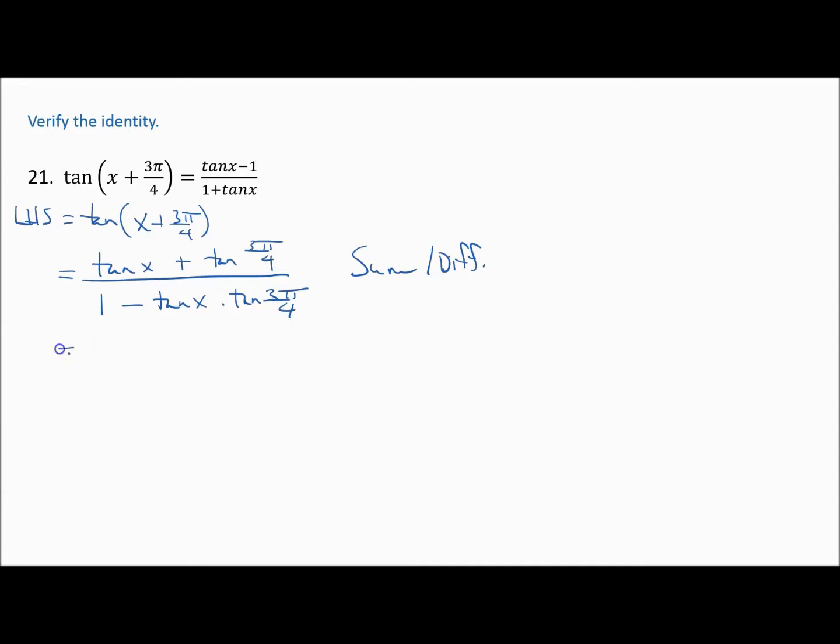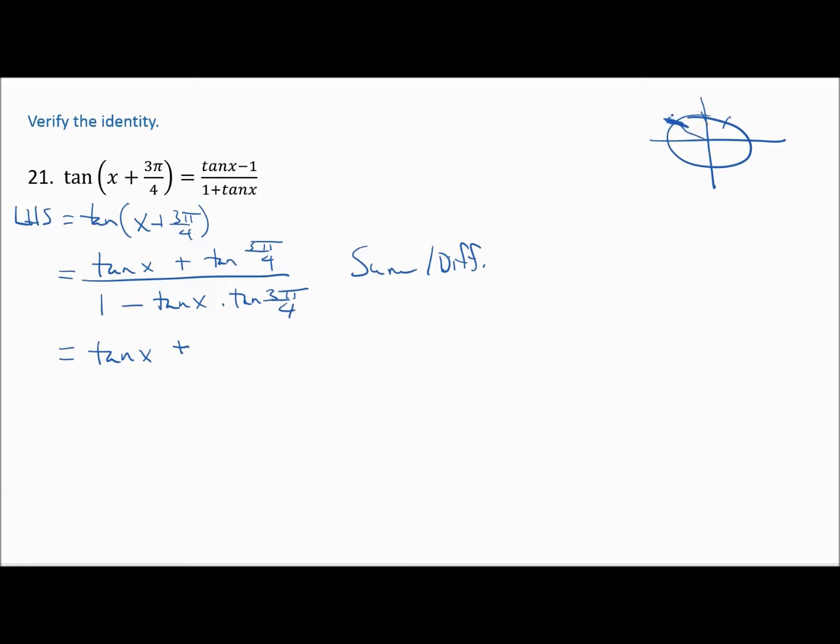Now, it's time to evaluate, because we can evaluate the tangent of 3 pi over 4, okay? So the tangent of x just remains, plus the tangent of 3 pi over 4. Now let's think about this for a second. First of all, where is 3 pi over 4? Remember, that's 1 pi over 4, 2 pi over 4, there's 3 pi over 4 right there. Okay, this angle right here.